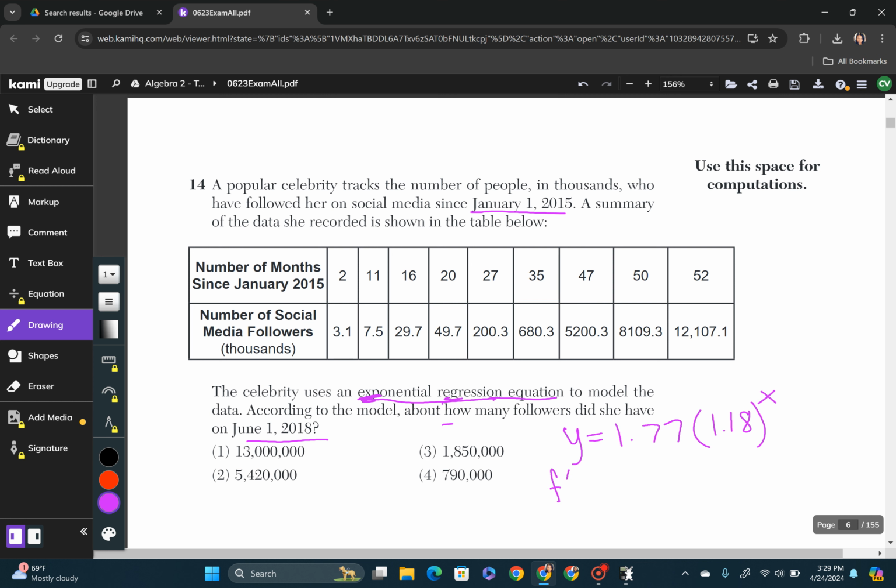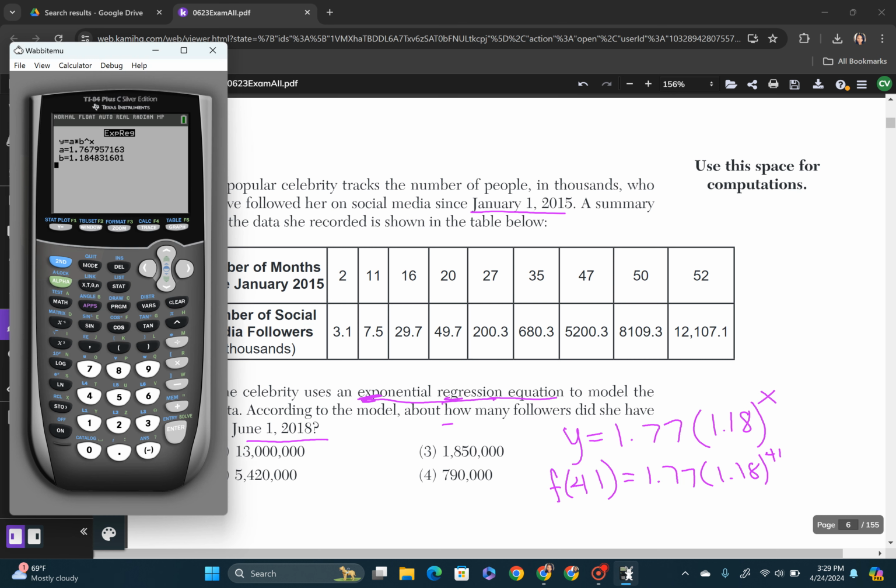We want to plug in 41, so we're going to do 1.77 times 1.18 to the 41 power. And where do we plug that in? We plug that into our regular calculator. So 1.77 times 1.18 to the 41st, because that's the number of months, and we get 1567.